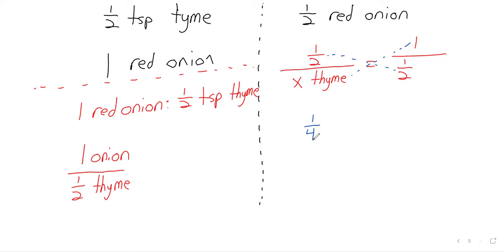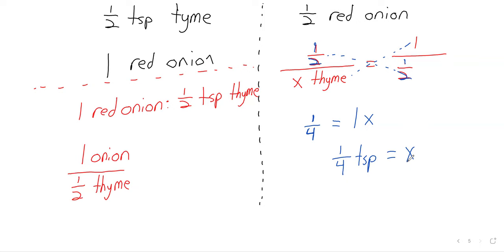Remember, when we're multiplying fractions, we don't need a common denominator or anything like that. We multiply the tops, we multiply the bottoms. So 1 times 1 is 1. 2 times 2 is 4. That equals 1x. And if we had like a 3 there or a 7 or whatever, we'd have to do some division. But since multiplying by 1 doesn't do anything, there is our ratio. Or rather, there's the amount of thyme.